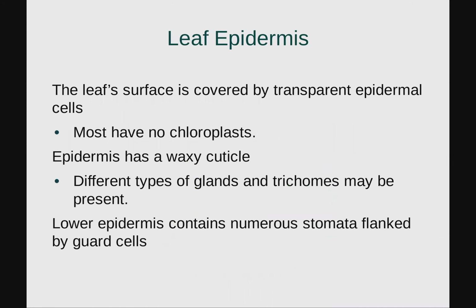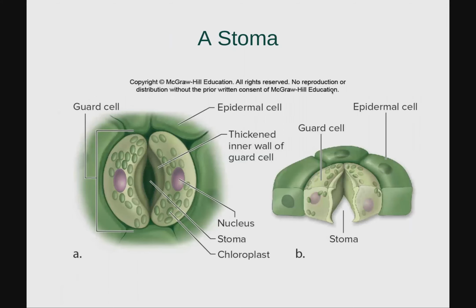Now, one of the more interesting parts of the leaf is their epidermal tissue. The leaf's epidermal tissue is covered by transparent epidermal cells that typically do not have chloroplasts, but the epidermis also has what we call the waxy cuticle. And we discussed the waxy cuticle thus far. It prevents loss of water, which is a really important thing for plants. But plants also have special types of glands as well as trichomes on their leaf's epidermal tissue. And as we've mentioned before, the lower epidermis, i.e. the bottom side of a leaf, contains numerous stomata flanked by guard cells, which we've previously looked at. But again, this is the structure of a guard cell. Sausage-like cells allow for the transport of gas into the plant and out of the plant as well.